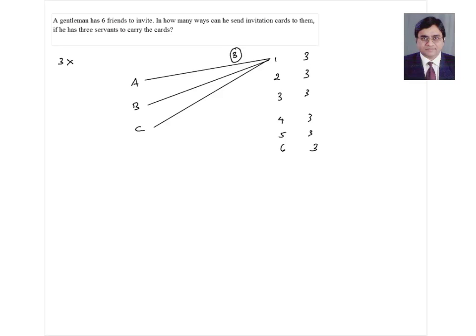M ways, N ways, T ways, R ways, Q ways, S ways. So that total job can be done in 3 to the power 6 ways. I think on simplification it should come out to be 729. If you have any questions regarding this, then let me know.